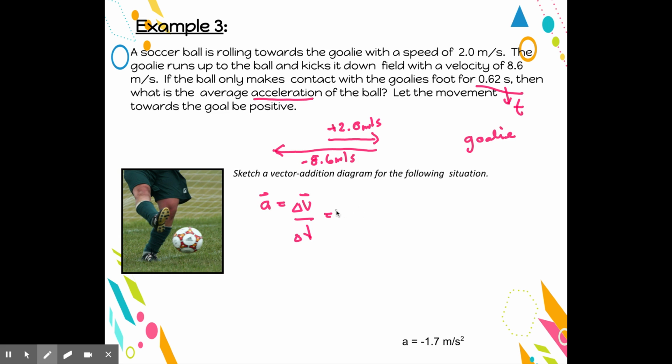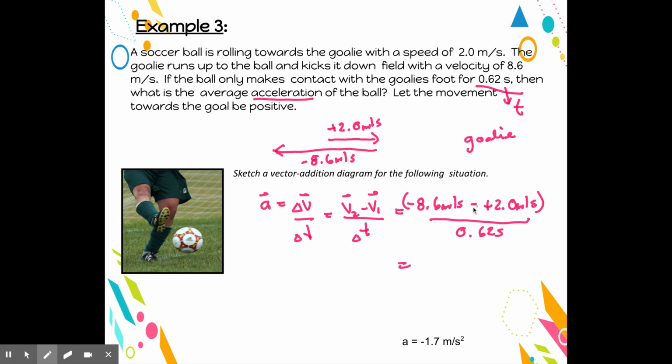So change in v, v2 minus v1, and my time. So v2, this is my second guy, negative 8.6 meters per second, minus positive 2.0 meters per second. So this is where you'll notice the signs become really important. Otherwise, your answers will actually be incorrect. Your delta time is 0.62 seconds.